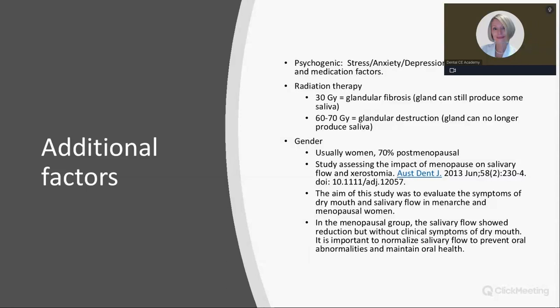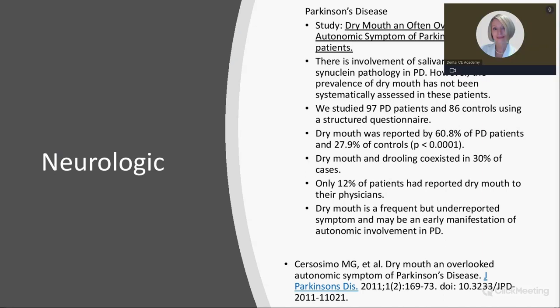Gender predilection: women, and 70% postmenopausal. This was a study where they looked at menopausal women. In the menopausal group, the salivary flow showed reduction, but without clinical symptoms of dry mouth. So it was important, according to this study, to normalize salivary flow to prevent oral abnormalities and maintain oral health. So it's something to keep in mind if you are treating patients that are perimenopausal, to perhaps consider some sort of preventive regimen.